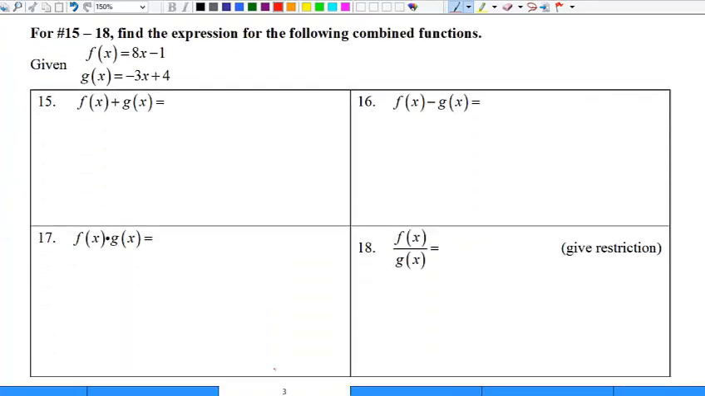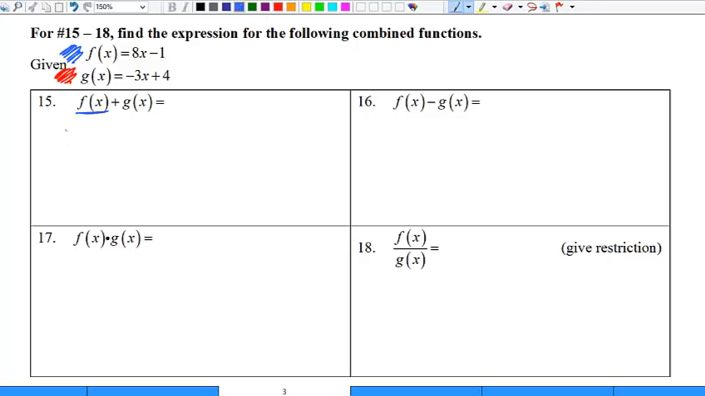Okay, for 15 through 18, we have two functions, f and g, and we're supposed to add, subtract, multiply, and divide, which is very similar to what you were just doing on the last several problems, except we have to interpret it in g and f. So you're just plugging in the functions. I'm going to do all my g's in red and all my f's in blue, just so we are sure you understand what's going on.